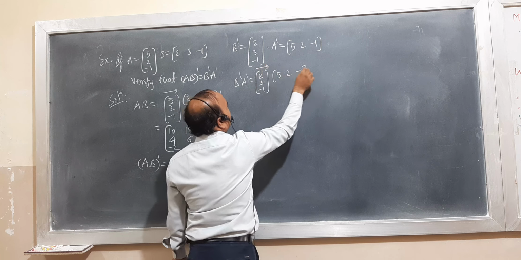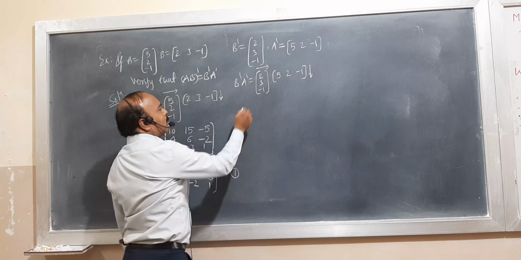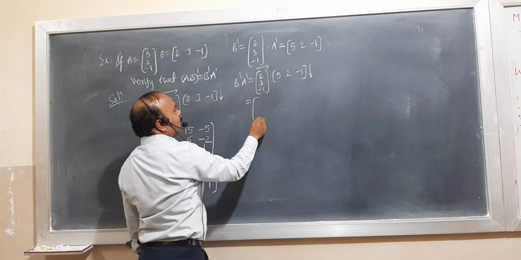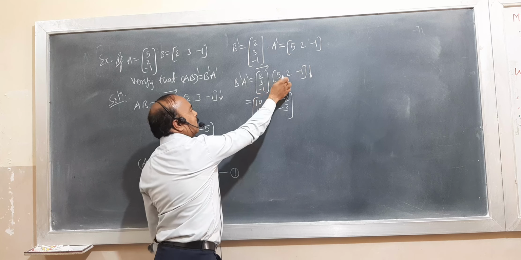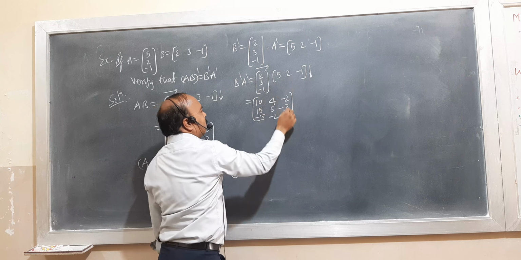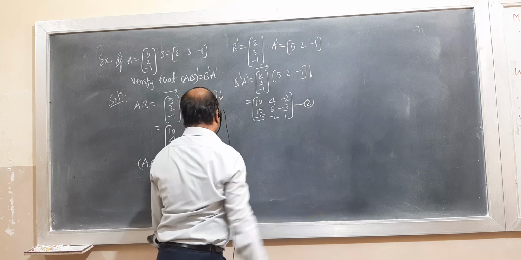Now multiply rows with columns. First the first row: 2 into 5 is 10, 2 into 2 is 4, 2 into minus 1 is minus 2. Next the second row: 3 into 5 is 15, 3 into 2 is 6, 3 into minus 1 is minus 3. Next the third row with all columns: minus 5, minus 1 into 2 is minus 2, minus into minus is plus 1. Call this 2.